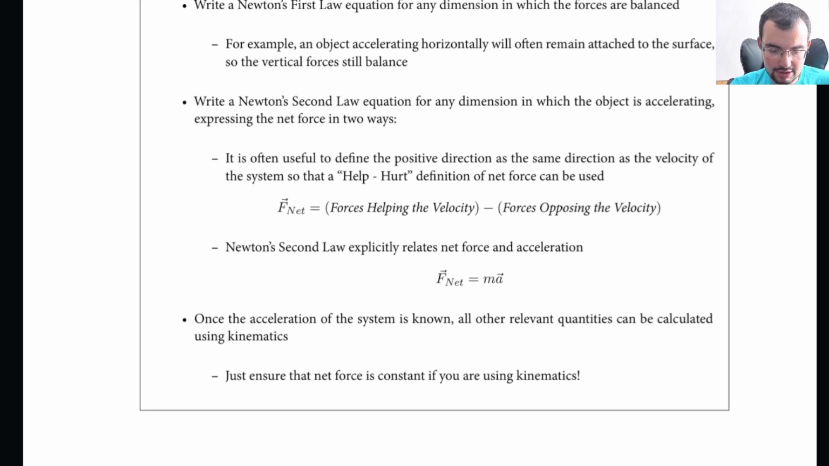Then we write what's called a Newton's second law equation instead of a Newton's first law equation for the unbalanced dimension. So I like this formulation as net force, where I define the net force as the forces that help the velocity minus the forces that oppose the velocity. And why I like this form, when dealing with equations, is that it helps when forces are competing. So I make all forces that drive the system in the positive direction positive, and all forces that oppose the velocity negative. So I do that by defining positive as the way the object currently moves.